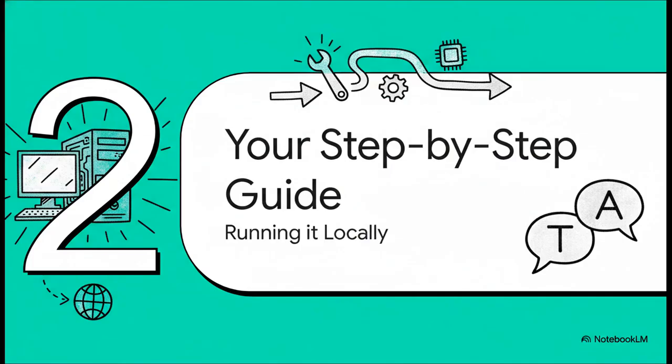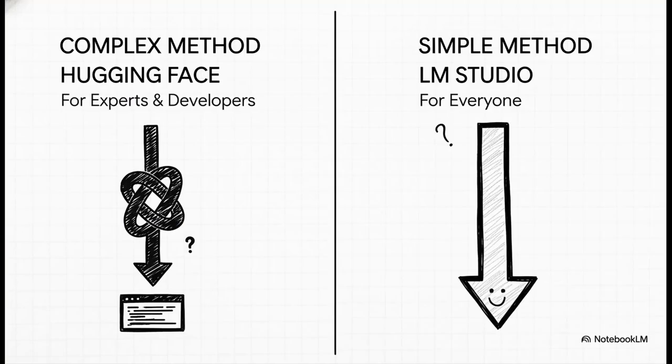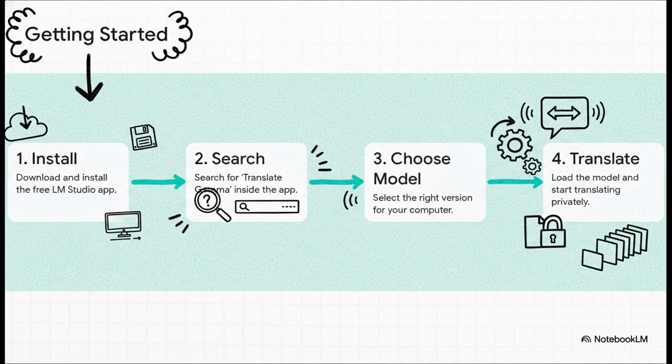So how do you actually get this up and running on your own machine? Let's get into the practical, step-by-step guide. It's actually a lot more straightforward than you might think. Now, look, you could go the developer route and download the model from a place like Hugging Face, but that can get pretty complicated fast. For most of us, the simplest path by far is a free application called LM Studio. It's designed to make running these kinds of models super easy. The whole process really just boils down to 4 simple steps. Seriously, that's it. You're going to install the software, search for the model, pick the right file for your computer, and then you're ready to start translating privately.